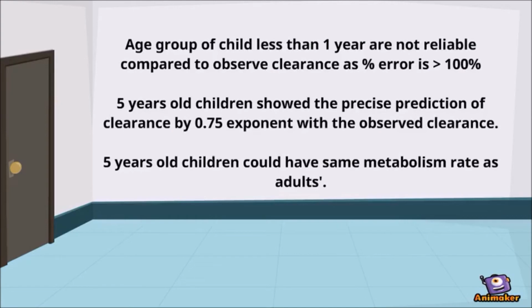The prediction of clearance in the age group of children less than 1 year is not reliable compared to the observed clearance, as the percentage error is more than 100%. But for 5 year old children, the 0.75 exponent shows precise predictions of clearance compared with the observed clearance. It means that 5 year old children could have the same metabolism rate as adults.